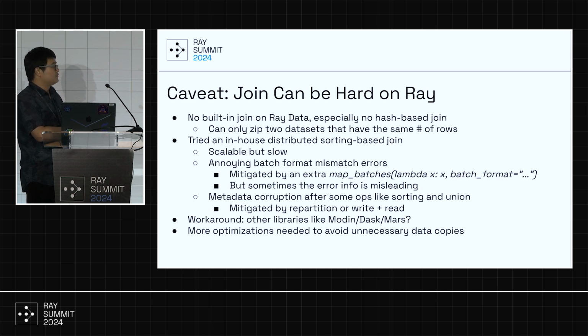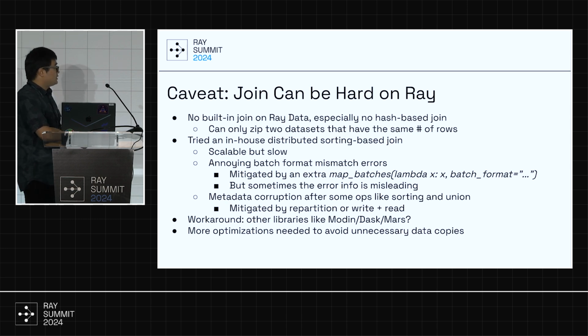Sometimes we can have a workaround by just repartitioning the datasets, or just writing out the dataset and reading it back in, and then it can be fixed. But anyway, for this part, there can be some potential workarounds if we really need to do large-scale join on Ray data. We can leverage some other libraries.